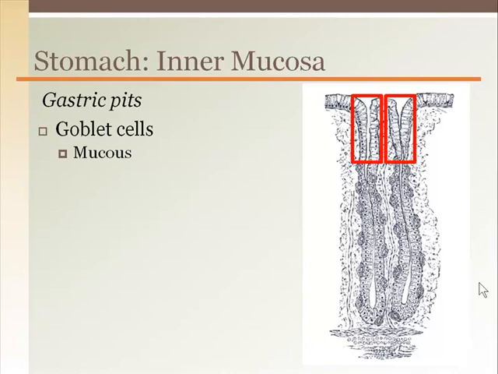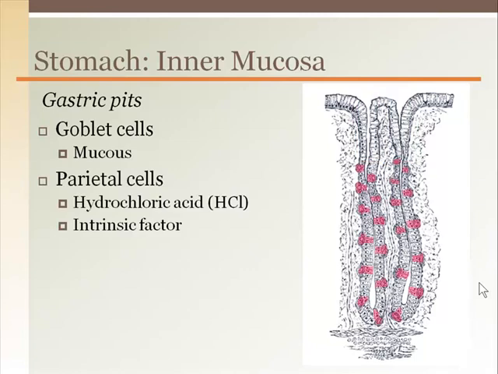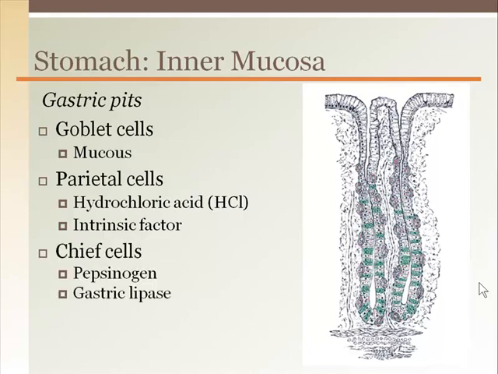Goblet cells are at the top of the pits and they secrete mucus. Parietal cells are found mainly in the middle region, but some are also found deeper in the pits. Parietal cells secrete hydrochloric acid, used to activate a protein digesting enzyme, and intrinsic factor, needed to absorb vitamin B12 in the small intestine. Chief cells are mostly found deep in the gastric pits. Chief cells secrete pepsinogen, which is a protein digesting enzyme precursor. Chief cells also secrete a fat digesting enzyme called gastric lipase.